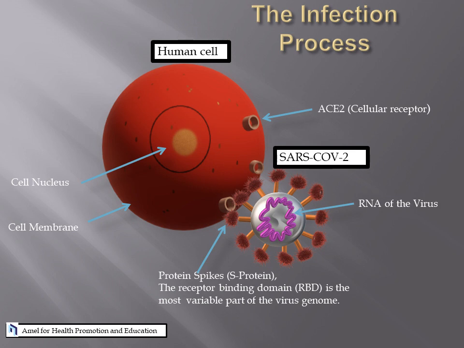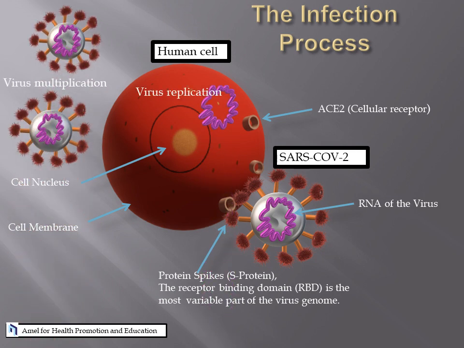And when this binding occurs, the virus will release its RNA into the cell in order to have virus replication and then virus multiplication. So we will have more viruses that will infect more cells in the body, and this is how the infection process will go on.